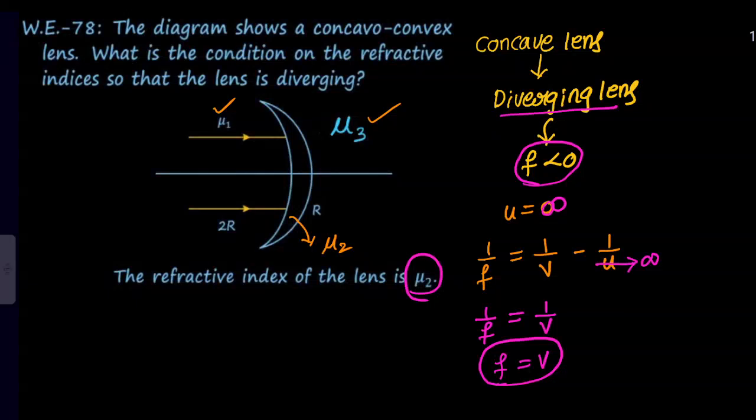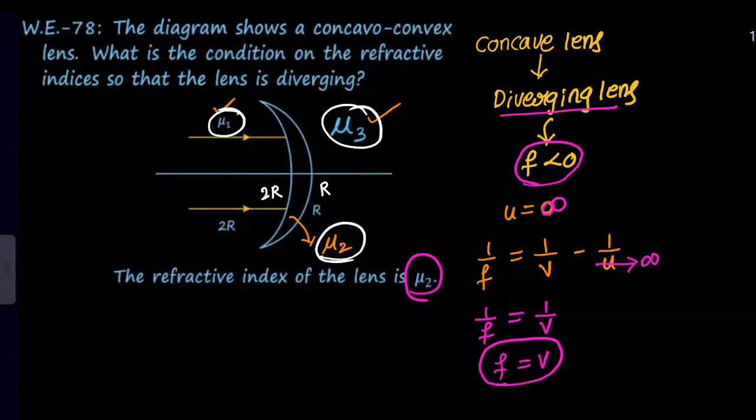So let's focus here in this case. We'll write the equation just as we have seen now. Here this radius of curvature is given as 2R, and this radius of curvature is given as R. This medium refractive index is mu1, this is mu2, and this is mu3. Tell me the equation now. This is the object, this is the image. Where is the image? In the second medium.